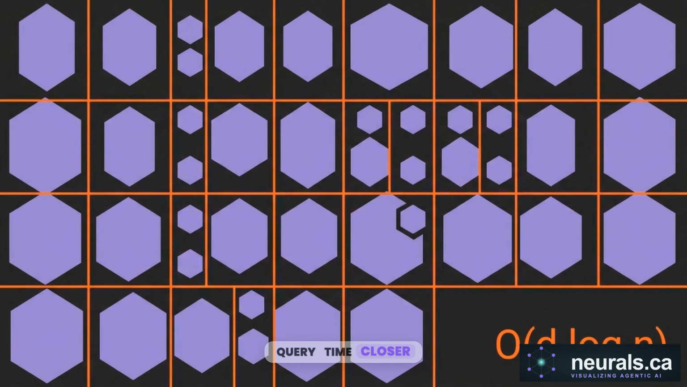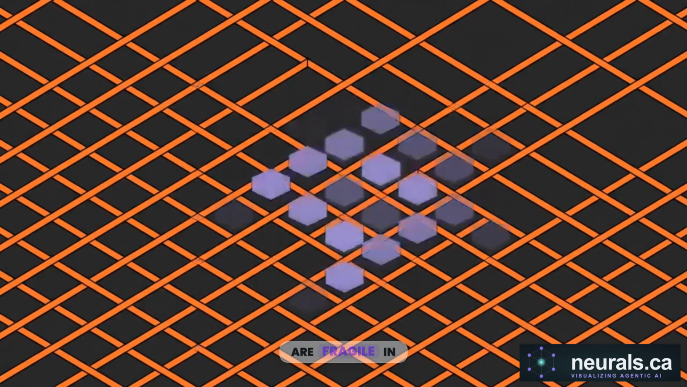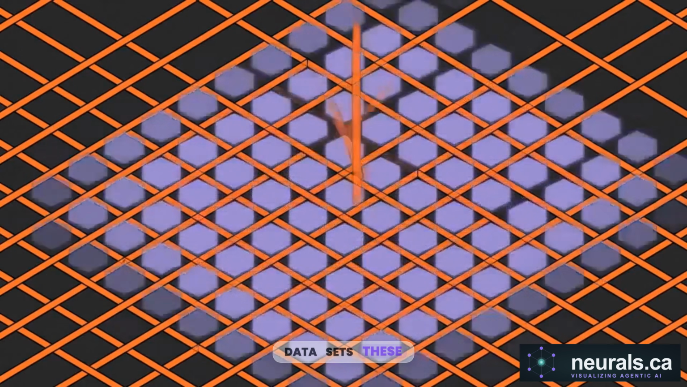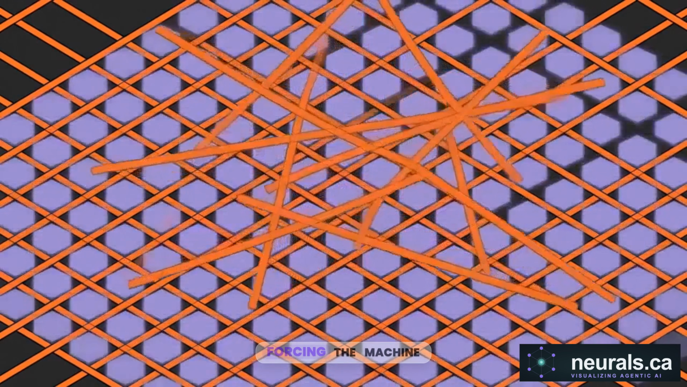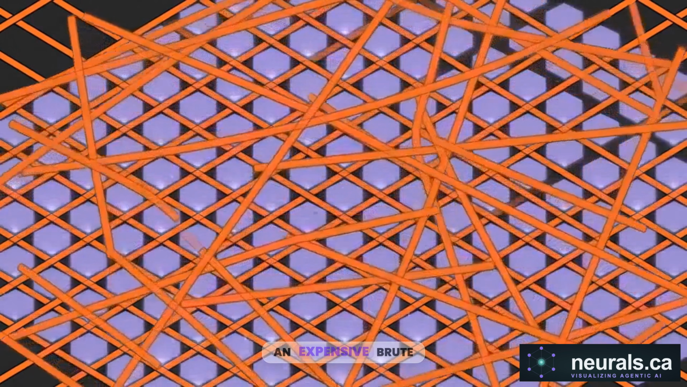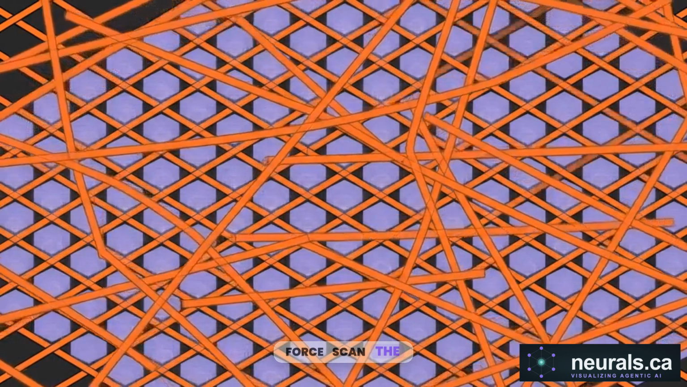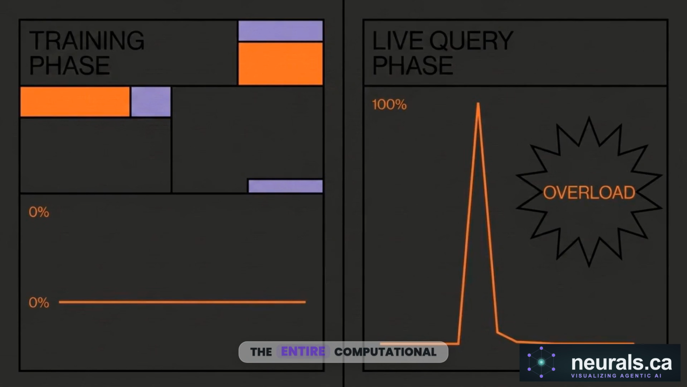that query time closer to O(d log n). But these optimizations are fragile. In many real-world datasets, these structures can degrade, forcing the machine right back into an expensive brute force scan. The algorithm simply defers the entire computational load of machine learning out of the training phase and dumps it directly onto the live query phase.